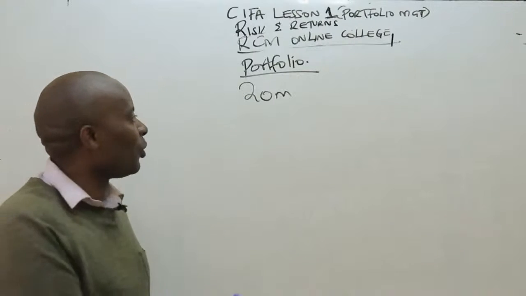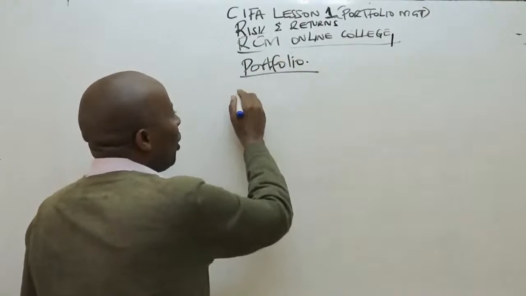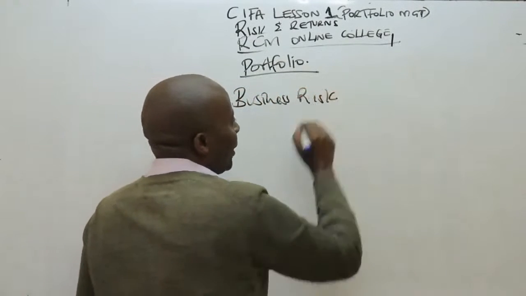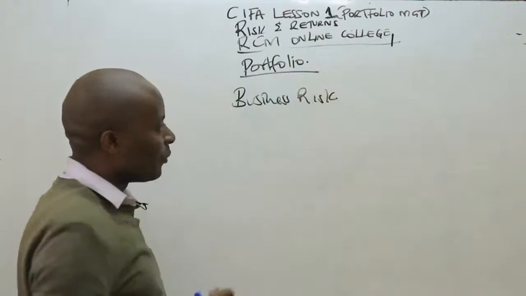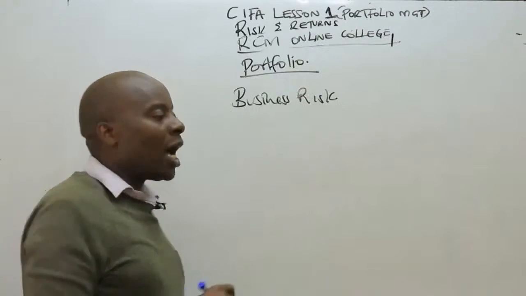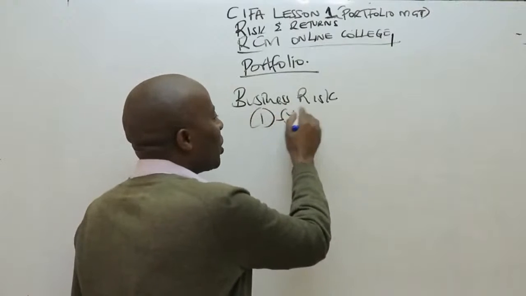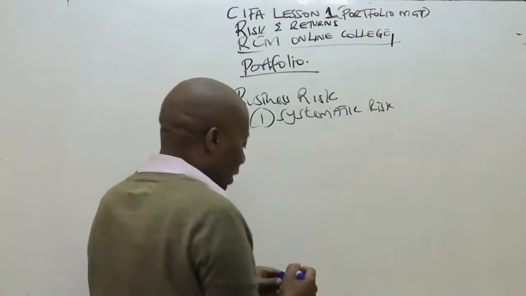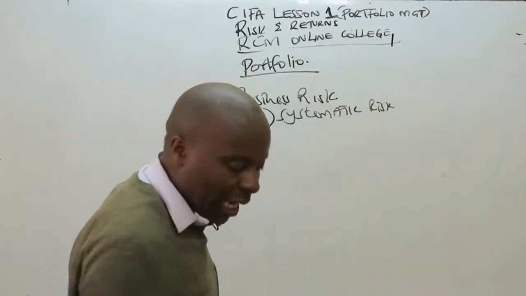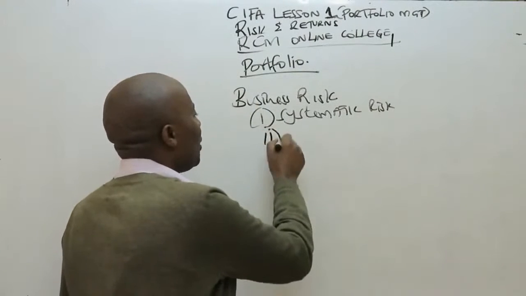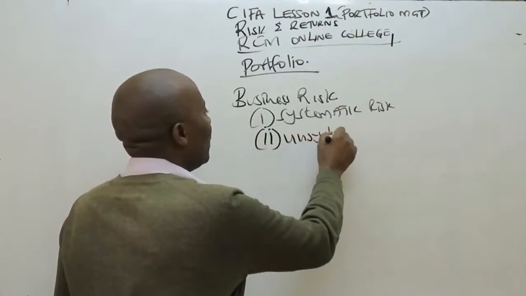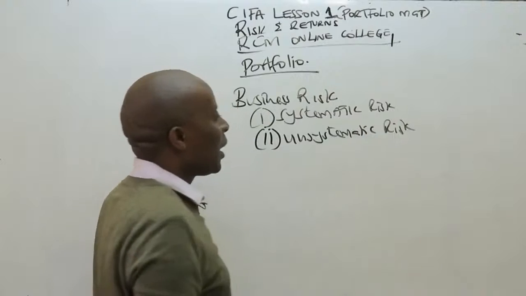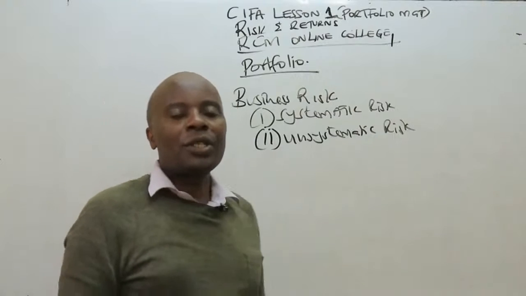Most importantly for this lesson, you're supposed to know that business risk has two components. Business risk has got two components, full colon. We have what we call the systematic risk, and then number two, we have the unsystematic risk. So we have the systematic risk and what here? Unsystematic risk.